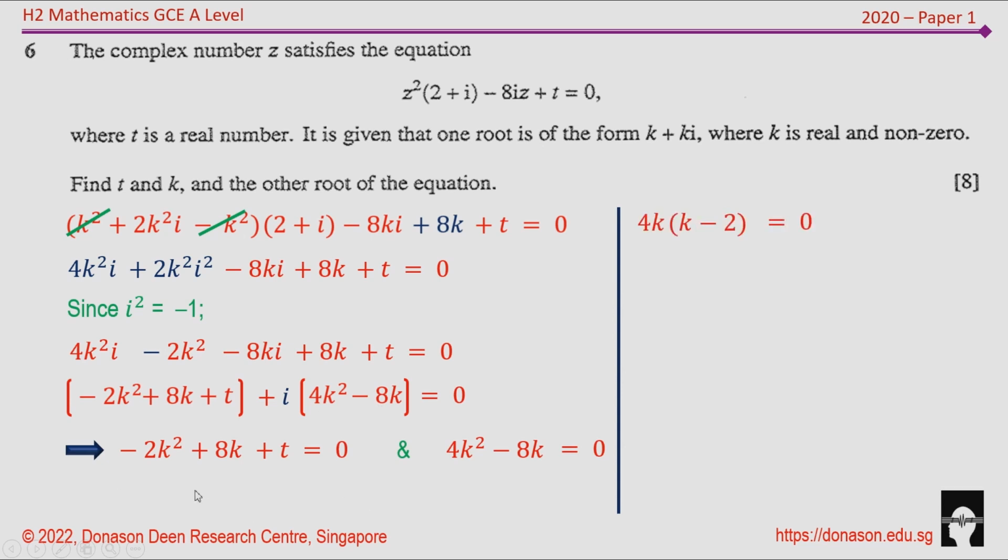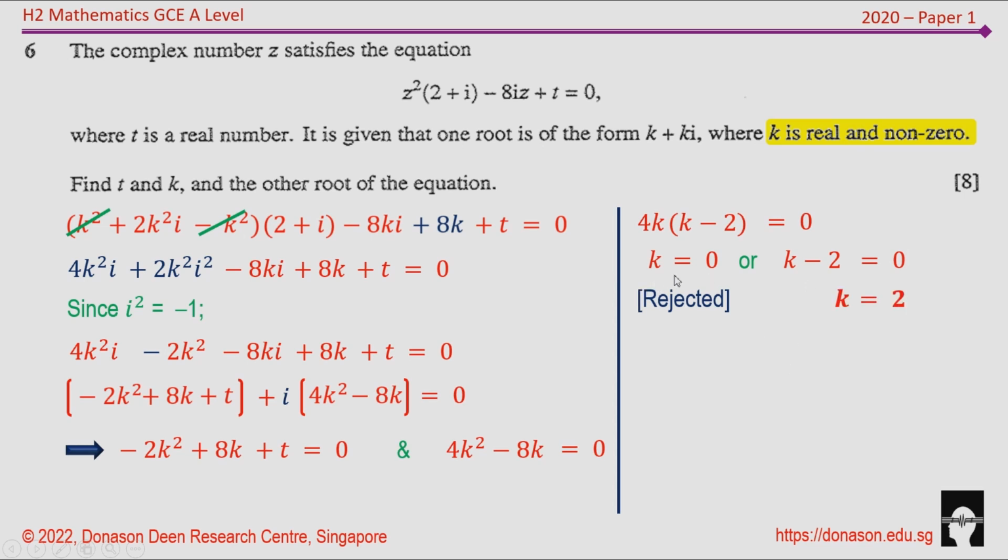So if I were to factorize this part, 4k squared minus 8k equal to 0, by pulling out a 4k, I get 4k times (k minus 2) equal to 0, and either k is equal to 0 or k minus 2 should be equal to 0, in which case k would become 2.